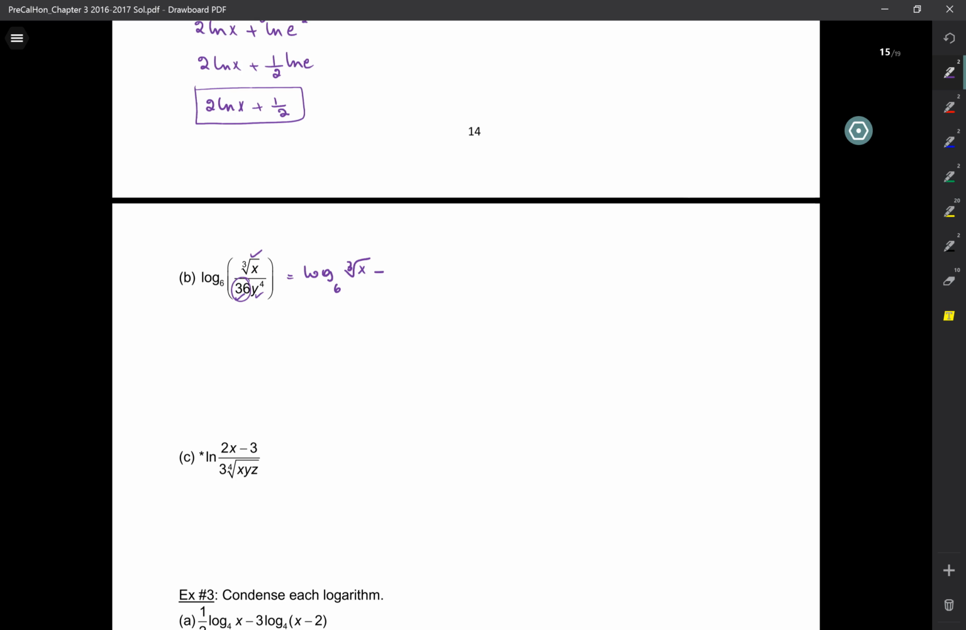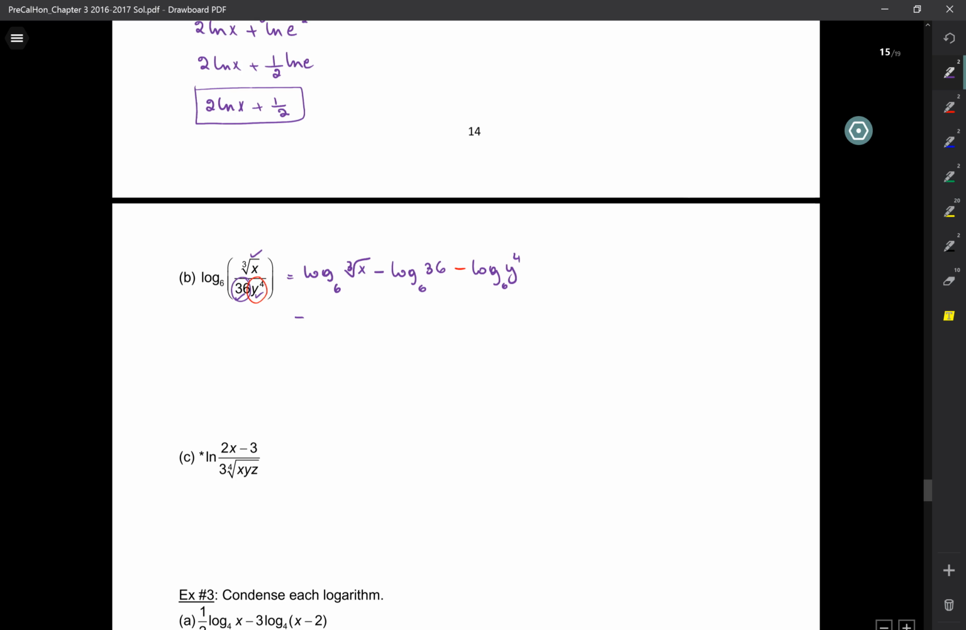It's like a second-class citizen, so it gets a minus, right? So minus log base 6 of 36. Well, what about that y to the 4? Where does that guy live? Well, he also lives downstairs. He's also a second-class citizen. He also gets his own minus sign. Log base 6 of y to the 4.